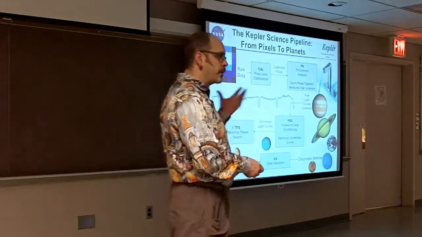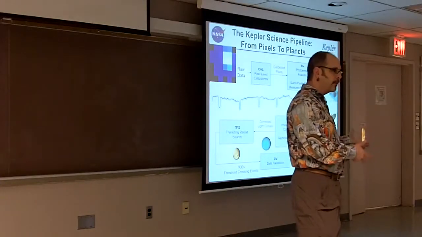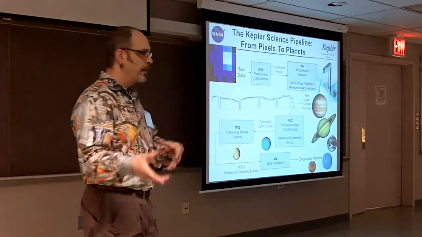Okay, so now I'm going to switch over and talk about how we process this data to actually make these detections in the first place. So this is the science pipeline. This is how we turn pixels into planets.